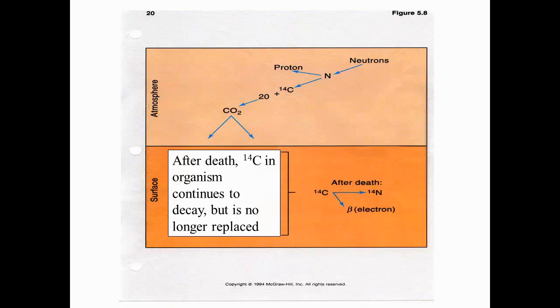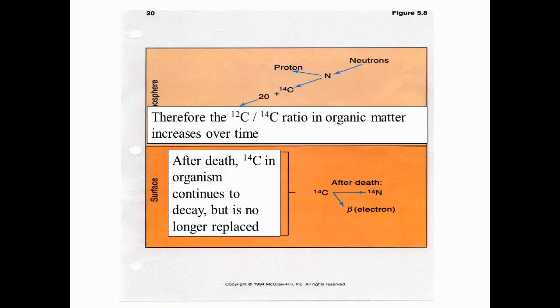After death, however, the carbon-14 in the organism continues to decay, but is no longer being replaced by carbon-14 from the atmosphere. As a result, over time, the carbon-12 to carbon-14 ratio in organic matter following death will gradually increase as more carbon-14 disintegrates. And this is the basis behind carbon-14 dating.